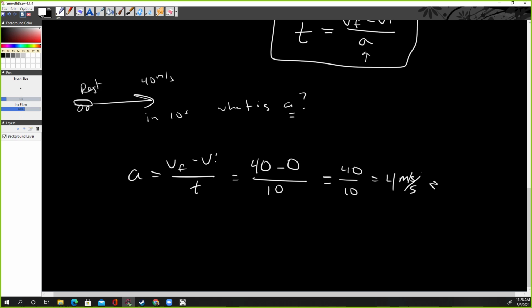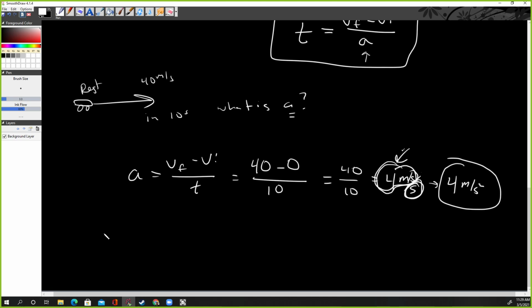But we usually never call it that. We just call it meters per second squared. But you're changing 4 meters per second every second is what it means. So every second you went this much faster. You went 4 meters per second faster every second. So we tend to write just meters per second squared like that.